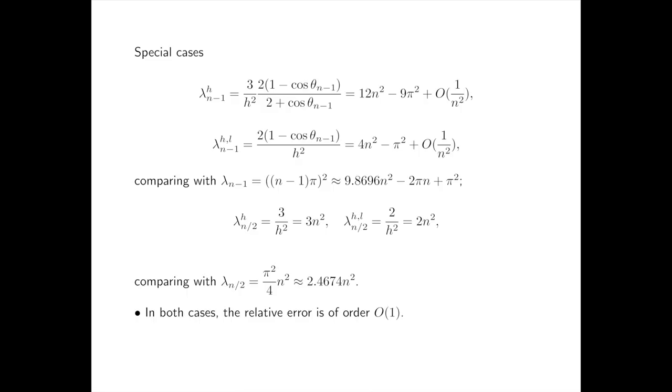Let's compute the last one. So the last one is n minus 1, right? And computing the last one is easy from that expansion. And you have 12 n squared minus 9 pi squared. And you can compute mass lumping, or finite difference, compute the last one. You have 4 n squared minus pi squared. See, quite a big difference between these two. And the true one is this one, n minus 1 pi squared, right? And about 10 n squared. So the absolute value, and you can even compute the middle one, right? If you put n equals an even number, and you compute the middle one, that's what you get, 3 n squared and n squared.